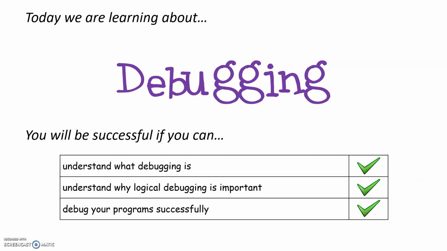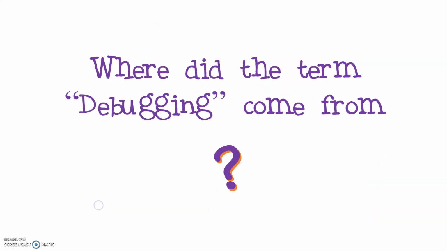Okay, today's lesson is all about debugging. It will be good if you can do the following 3 things by the end of the lesson. First of all, you need to understand what debugging is, what that term actually means. You need to understand why logical debugging is really important, and you're hopefully going to be able to debug your program successfully. Okay, first of all, where did the term debugging come from?